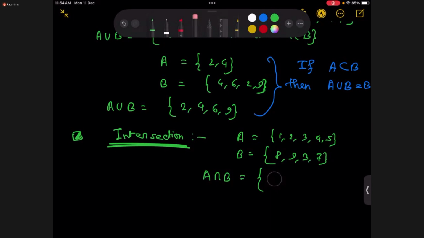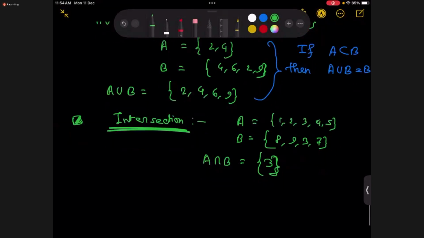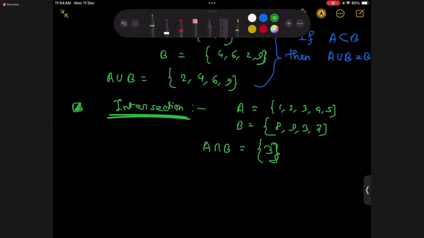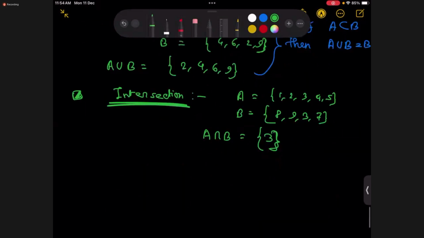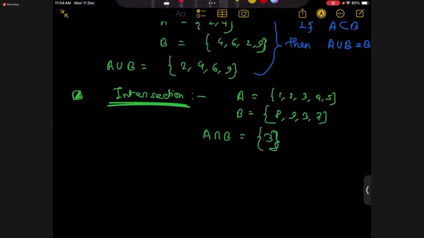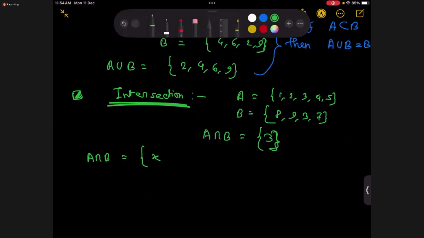So what is the definition we can give for A intersection B? A intersection B is the collection of all those X such that X belongs to A and X belongs to B.